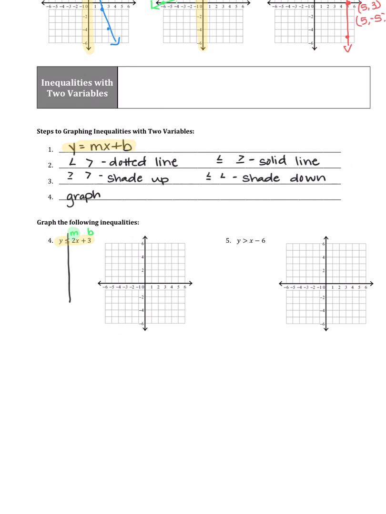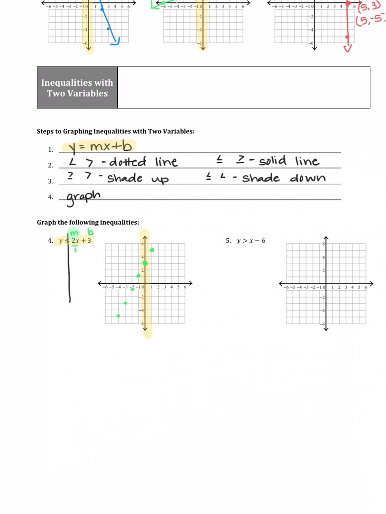Remember, we start on that b on the y-axis, so here's my y-axis. My b is going to start at 3. So here's my positive 3. And then my m is 2x. Remember, if there's no number under it, it's going to be over 1. So that means I'm going to go up 2 to the right 1. From there, I can go up 2 more and to the right, and I can go down 2 and to the left 1. And I'm just going to keep doing that until I have the whole graph done, okay?